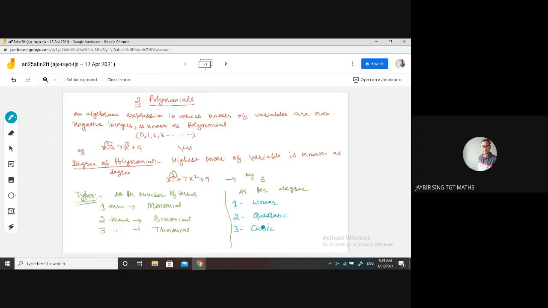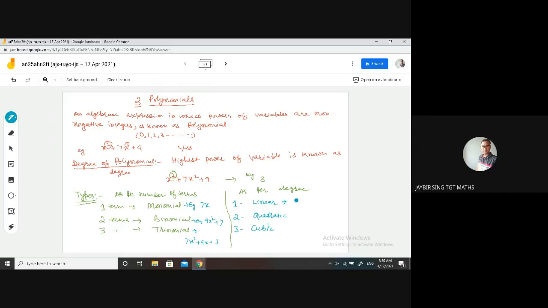Now coming to examples. While we are classifying them as per the number of terms, no need to see the degree. Suppose a monomial we want to write, for example, it is 7x. This is a monomial. You can have so many examples. Binomial, you can have 9x square plus 7, and trinomial, it will be 7x square plus 9x plus 3. This is a trinomial.